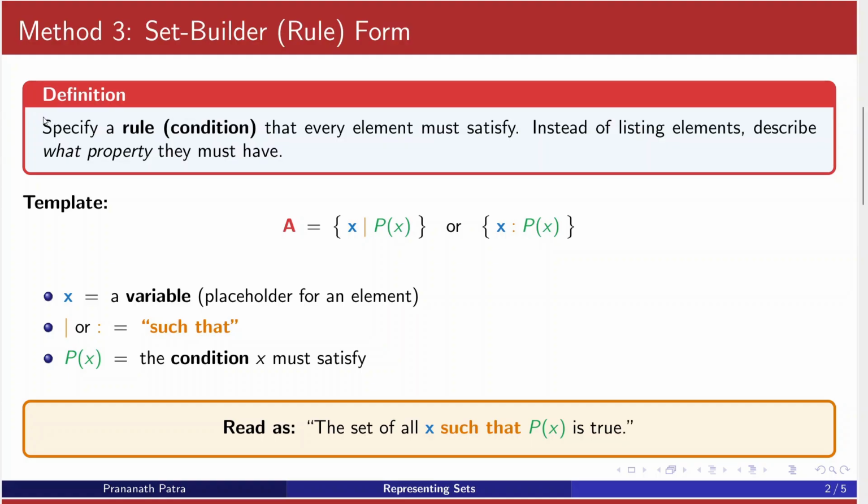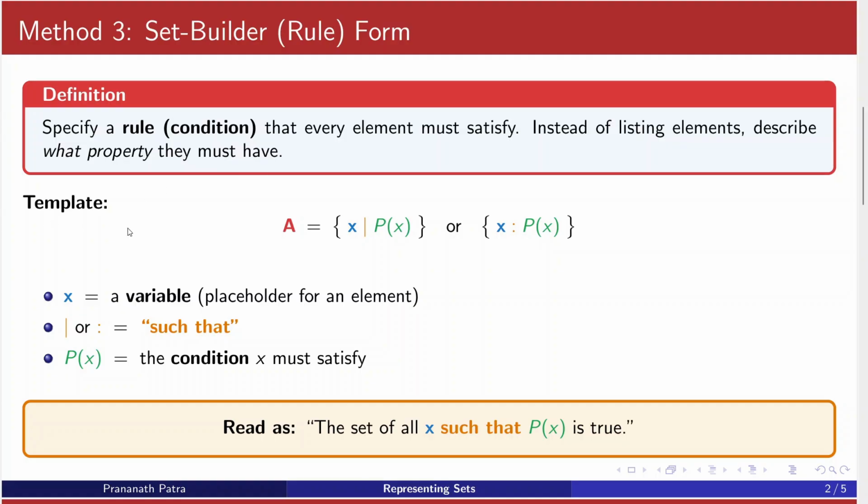Let's begin with the definition. Method number 3 for representing sets is known as the set builder form, or sometimes simply the rule form. Instead of writing out every single element one by one like a grocery list, we specify a rule or a condition that every single element must satisfy in order to belong to the set. Instead of listing the elements, we describe the specific property that they must have.